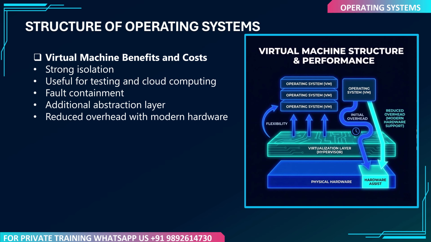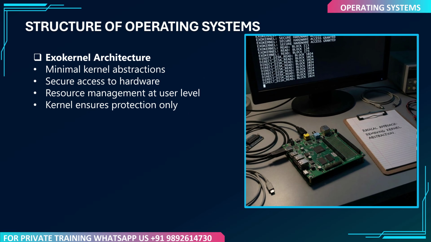From a structural point of view, virtual machines add an extra layer between hardware and operating systems. This layer increases flexibility but also adds some overhead. Modern hardware support for virtualization has greatly reduced this overhead, making virtual machines very popular today. Finally, we come to exokernels, which represent a more experimental and radical approach. The idea behind exokernels is to remove as much abstraction as possible from the kernel. Instead of the kernel managing high-level resources, it simply provides secure access to hardware resources.